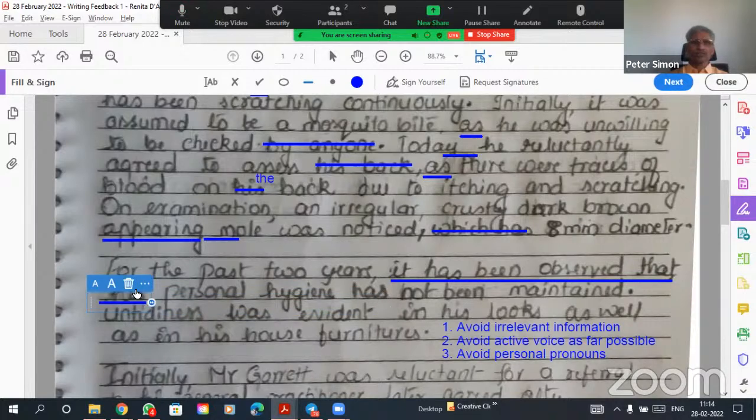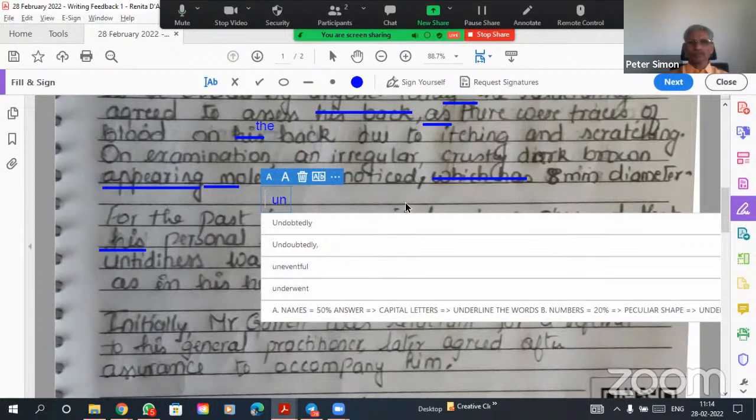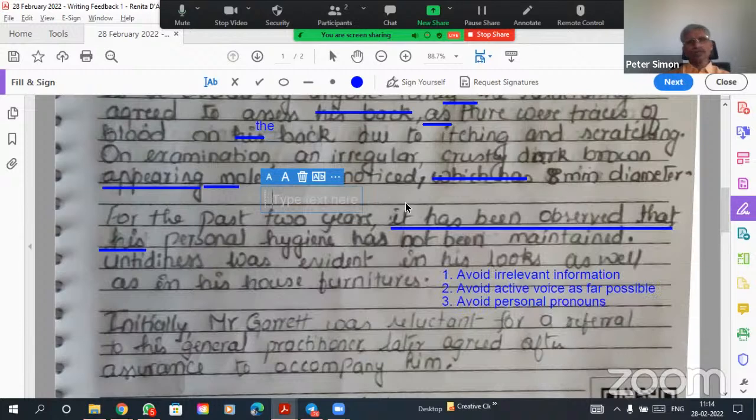So why his, for the past 2 years, improper, or unhygienic personal lifestyle has been observed. You can write like that. Unhygienic. Or lack of appropriate hygiene maintenance, or inappropriate hygiene, you can say, or improper hygiene or unhygienic lifestyle, right.